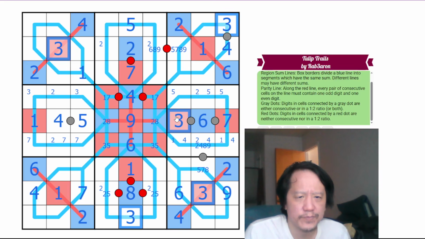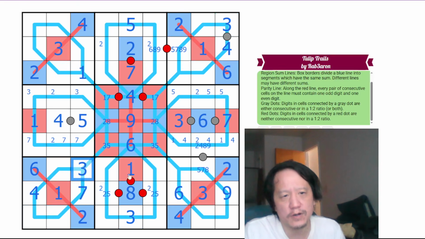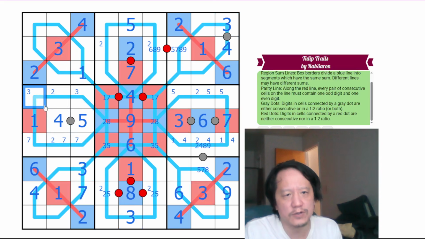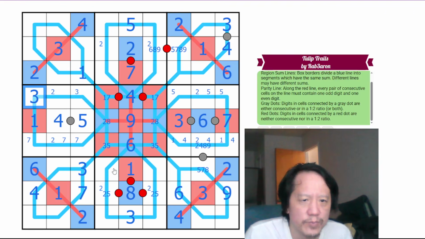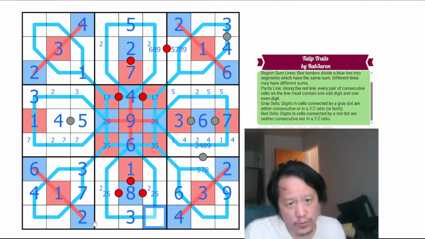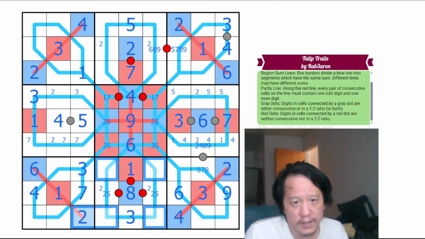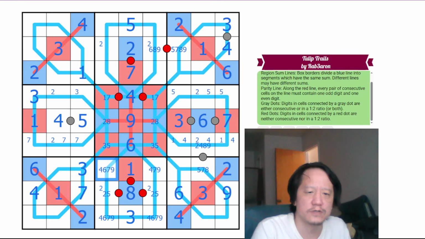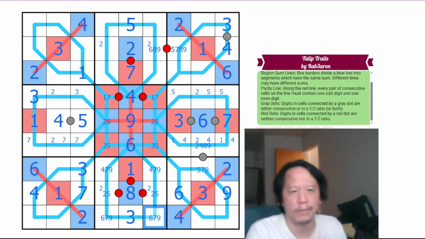3 can't be here, can't be here, so 3 would have to be there. So this can't be 3, no 3 there, no 3 here, so 3 would be there. We have 3 as one of those two, 3 as one of those two. We have 4, 6, 7, and 9 left here. No 6 here, no 4 here.